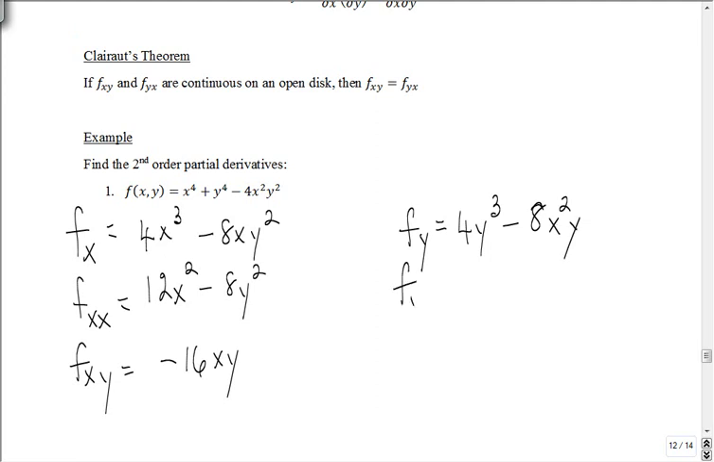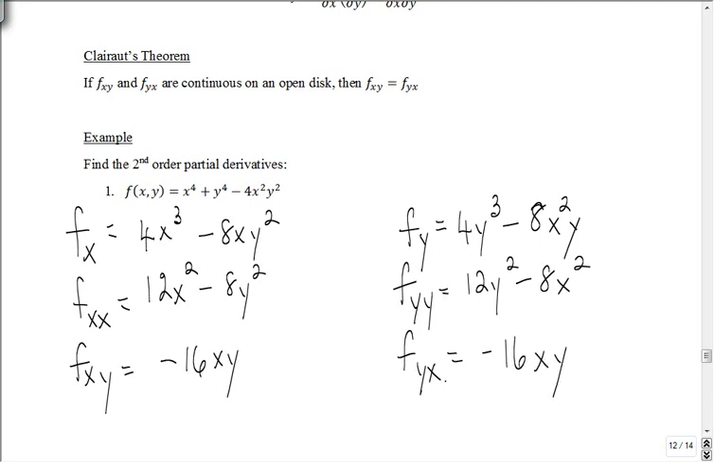Okay, let's continue. Can somebody else give me fyy? So that means you're taking fy and partially differentiating with respect to y. What's that? 12y squared minus 8x squared. Any questions so far? And then finally, I want to find fyx. So, can somebody partially differentiate fy with respect to x? Can somebody give me that, please?